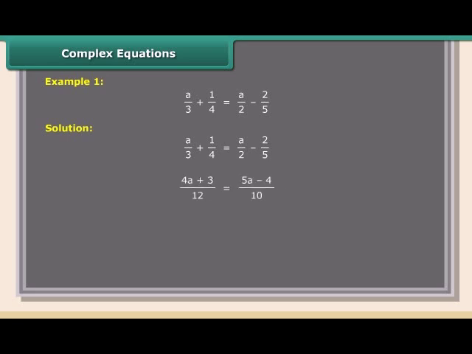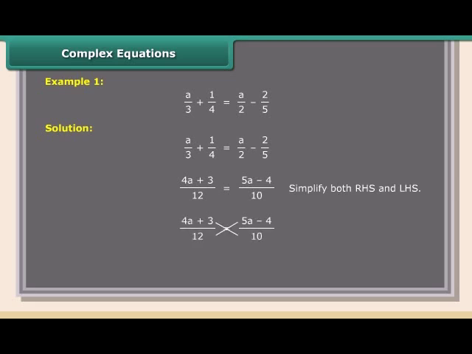Complex equations. Example 1. A upon 3 plus 1 upon 4 is equal to A upon 2 minus 2 upon 5. Solution. A upon 3 plus 1 upon 4 is equal to A upon 2 minus 2 upon 5. 4a plus 3 upon 12 is equal to 5a minus 4 upon 10. Simplify both RHS and LHS.